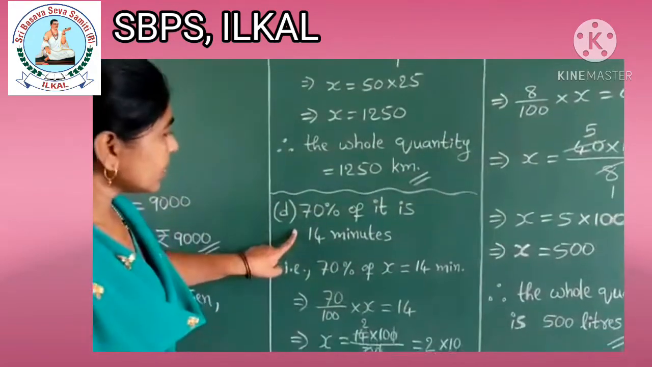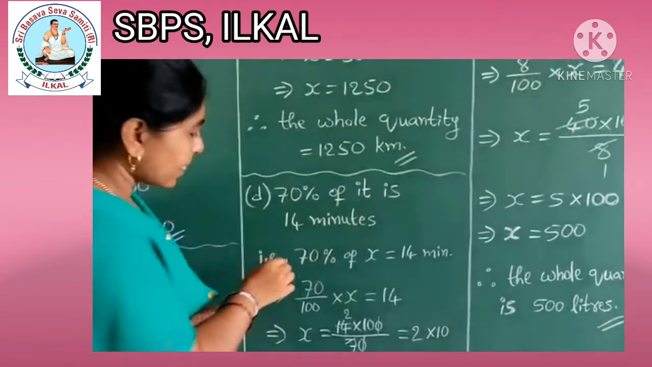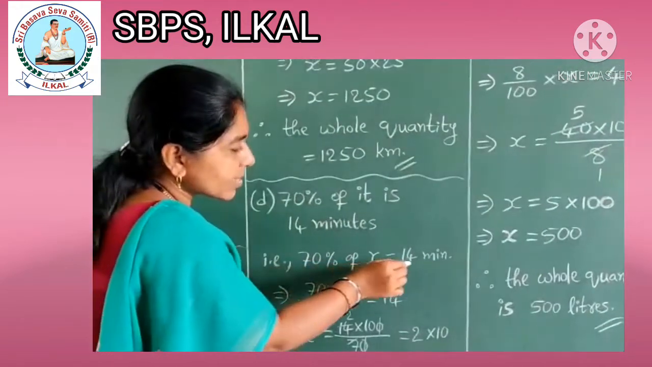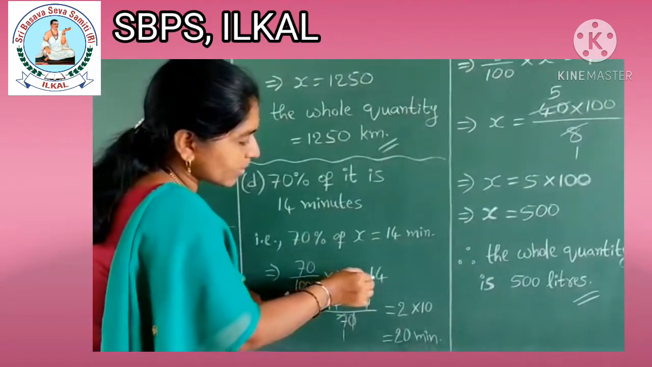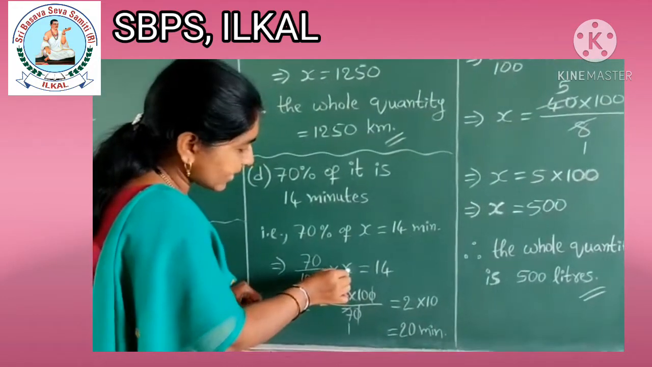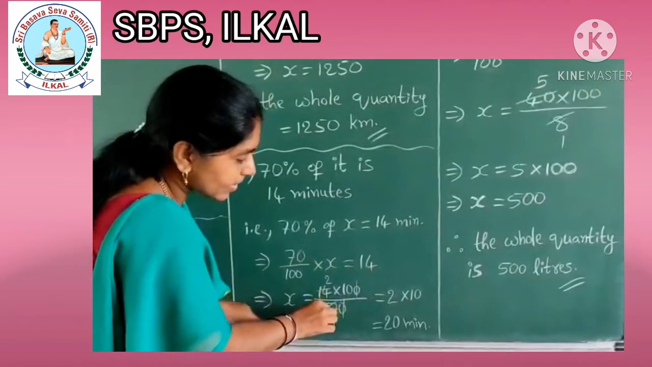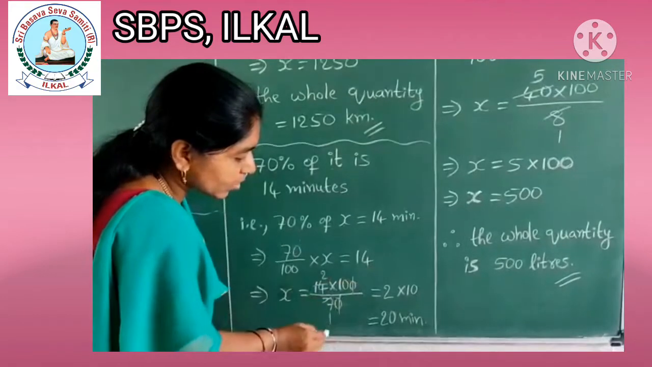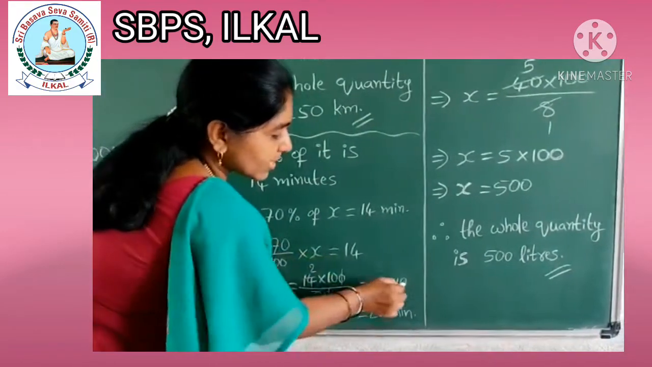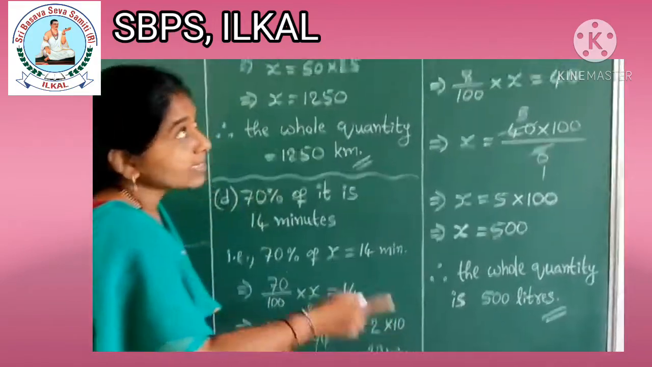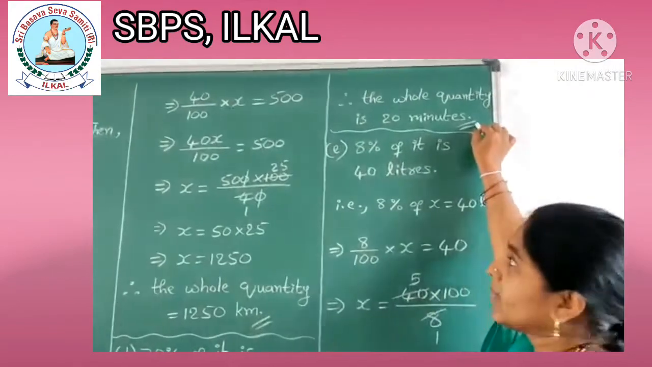Okay. Next one. 70% of it is 14 minutes, they gave. That is 70% of x is equal to 14 minutes. 70 by 100 into x is equal to 14. x will be equal to 14 into 100 divided by 70. Then 0 0 strike out, children. Here 7 ones are 7, 7 twos are 14. 2 into 10 remain, 2 times are 20. 20 minutes. Therefore, the whole quantity is 20 minutes.